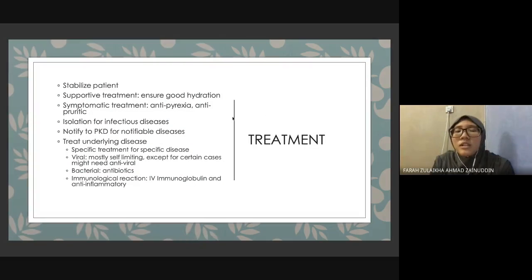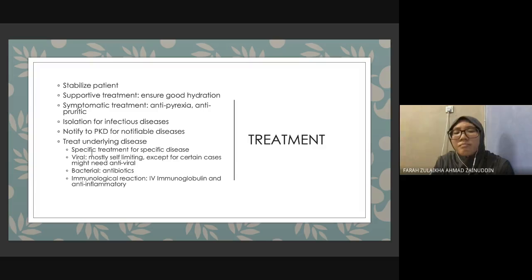And then for treatment, first of course stabilize the patient if the patient came in to you, especially at the emergency department, not the outpatient clinic. Next is supportive treatment to ensure good hydration in the patient. And next is symptomatic treatment. If the patient is feverish, then we give antipyretics. If it's itchy, then we can give antipruritic such as antihistamine. And isolate for infectious diseases like measles and others, and notify the pejabat kesihatan daerah if it's a notifiable disease such as measles, and treat the underlying disease.